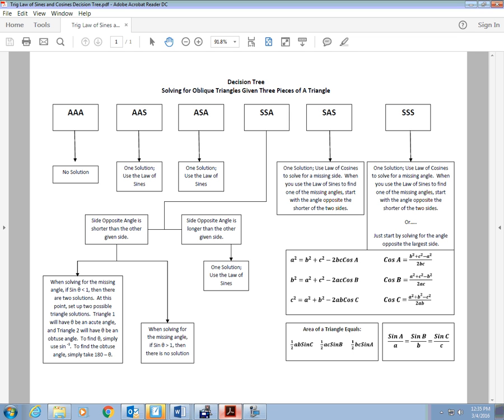It says, when solving for the missing angle, if sine is greater than 1, there's no solution. Or, if sine of theta is less than 1, then there are 2 solutions. I said 0 there, sorry. If sine is greater than 1, no solution. If sine is less than 1, then there are 2. So I don't know which one I'm going to get. So here's what I'll do. I'll set it up.